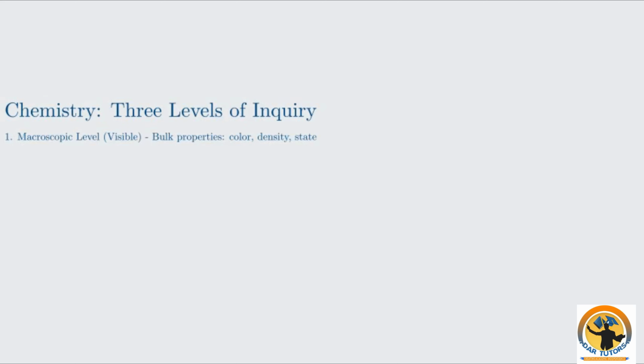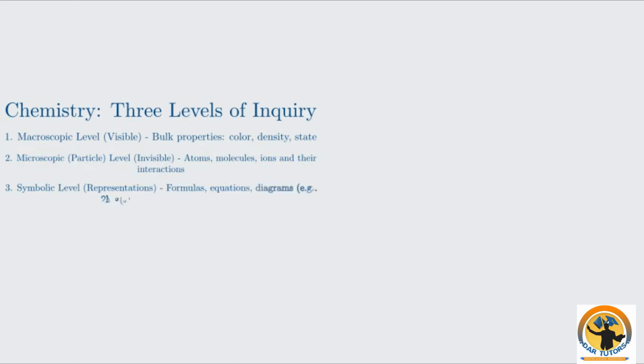We can think about matter in 3 ways: macroscopic, microscopic, and symbolic. The macroscopic level is what we can see, touch, and measure directly in a lab. It deals with the bulk properties like color, density, or whether a substance is a solid, liquid, or gas. The microscopic or particle level is how we interpret these macroscopic observations. It describes the behavior and interactions of the individual atoms and molecules that we cannot see directly.